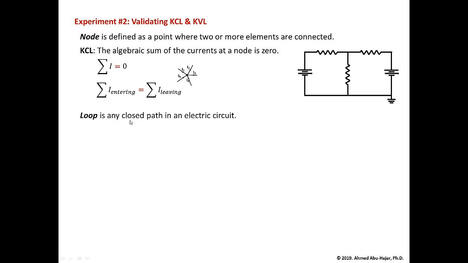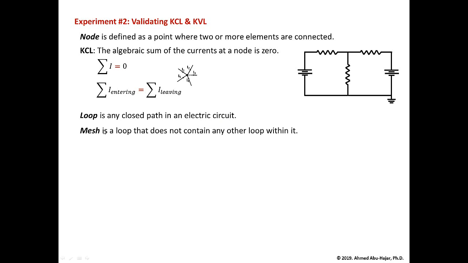So to do KVL, Kirchhoff voltage law, we need to define loops. A loop is any closed path in an electric circuit. So look for any closed path, it's going to be a loop. A mesh is any loop that doesn't contain any other loop within it. So the mesh doesn't include any loops in it.